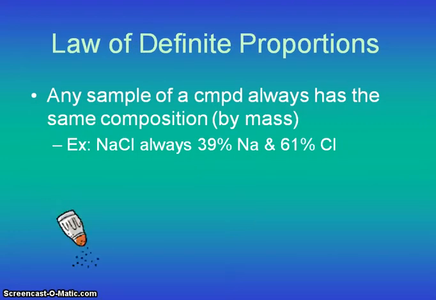The first law that I mentioned is called the law of definite proportions. It tells us that any sample of a compound is always going to have the same composition by mass. So for instance, NaCl, sodium chloride. By mass, sodium chloride is always 39% sodium and 61% chlorine. It doesn't matter whether you get it from my salt shaker at home or your salt shaker at home, it's still going to be 39% sodium, 61% chlorine. That is the law of definite proportions.